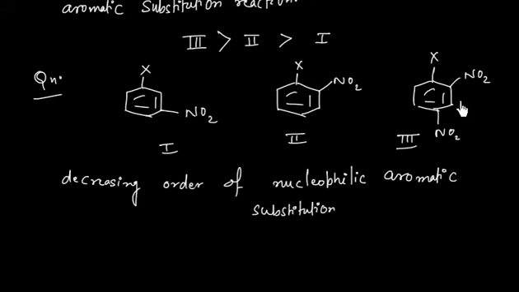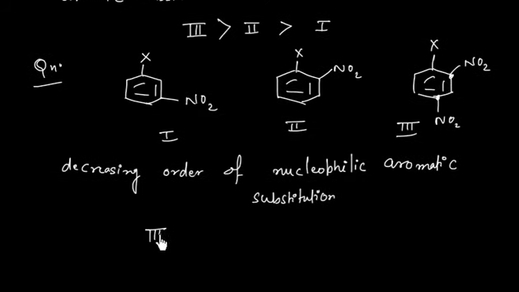In this case we have nitro groups attached at the ortho and para positions. This ring is most deactivated, so this is most reactive. This one has one NO2 group attached at the ortho position, so this is next reactive. This one is very less reactive because the NO2 group is attached at the meta position.